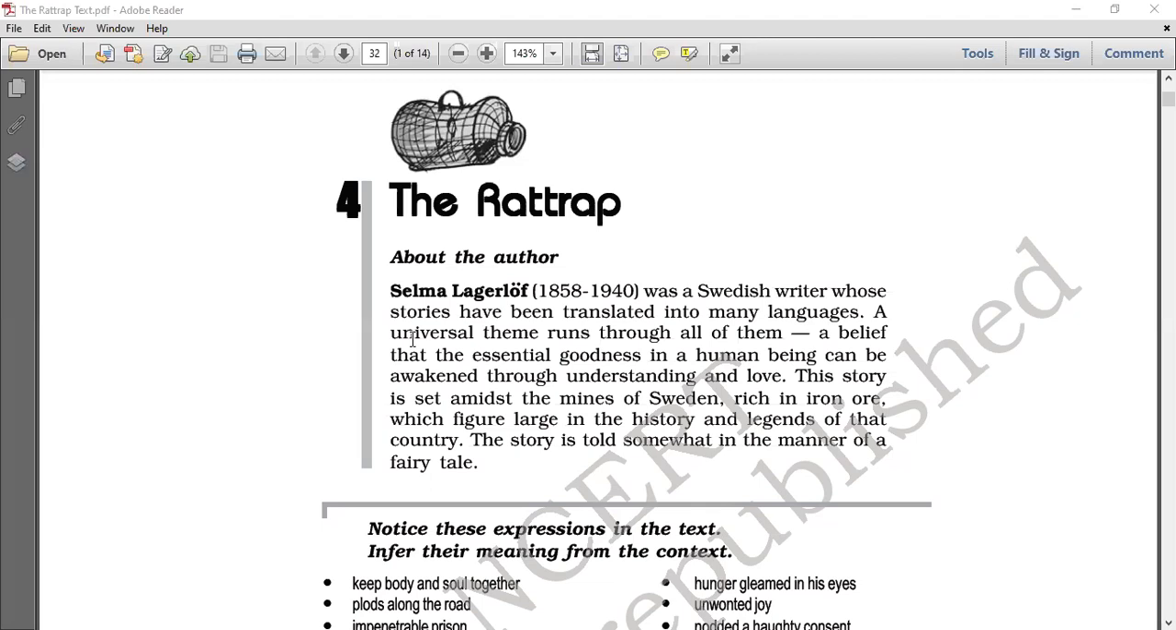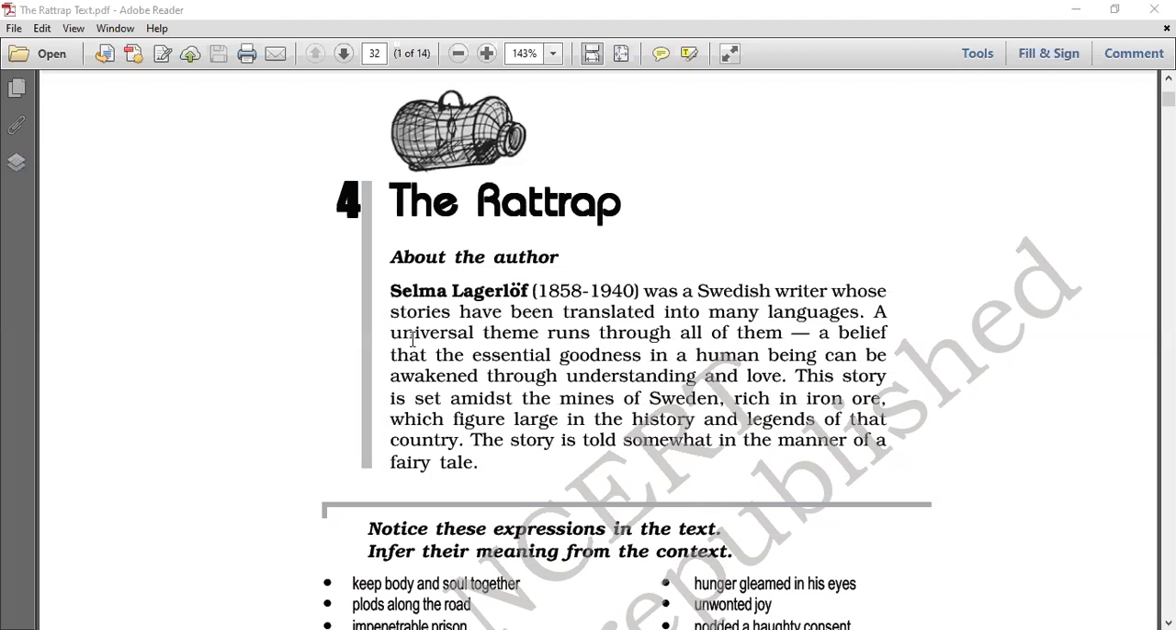We can also have Valmiki's life, and some of the creatures we have, even some iconic leaders, who also got transformation by that. They transformed from one thing to another, and of course they became popular, and nowadays they are big personalities, inspiring personalities for the youngsters. So I believe that the essential goodness in a human being can be awakened through understanding and love.